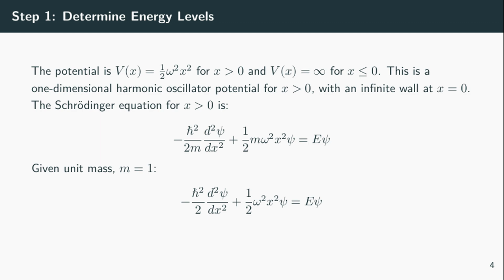Remember, the potential V of x is 1/2 omega squared x squared for x greater than 0 and it's infinite for x less than or equal to 0. What this means is that for x greater than 0, it looks just like a standard one-dimensional harmonic oscillator potential. But the infinite potential for x less than or equal to 0 acts like an impenetrable wall right at x equals 0. The Schrödinger equation for x greater than 0 is given by minus h bar squared over 2m times d squared psi by dx squared plus 1/2 m omega squared x squared psi equals E psi. The problem states the particles have unit mass, so m equals 1. This simplifies the equation slightly to minus h bar squared over 2 times d squared psi by dx squared plus 1/2 omega squared x squared psi.